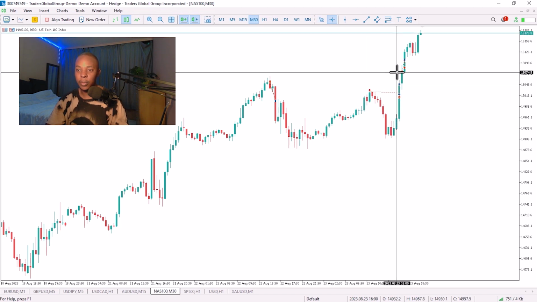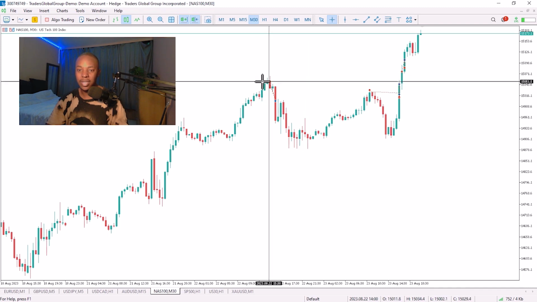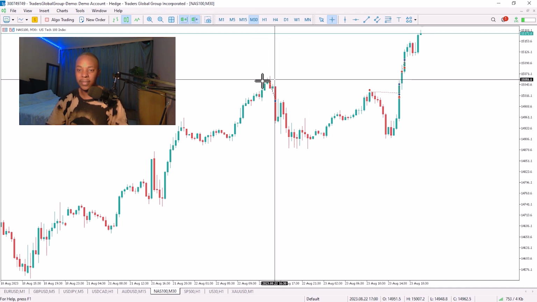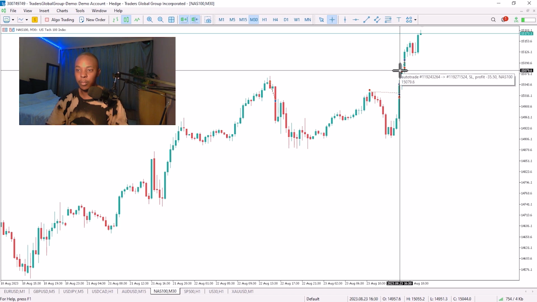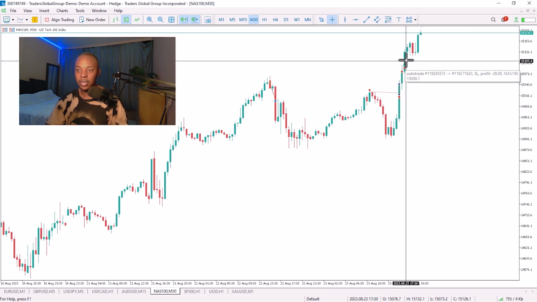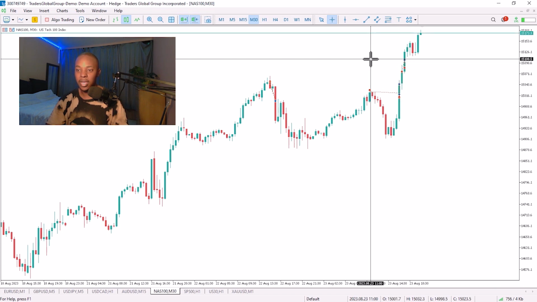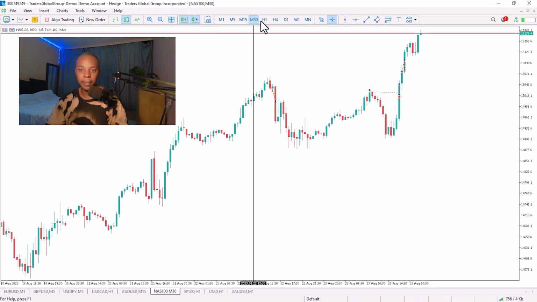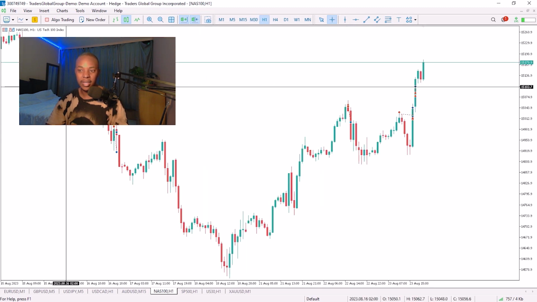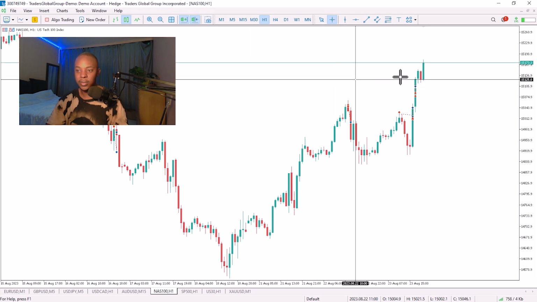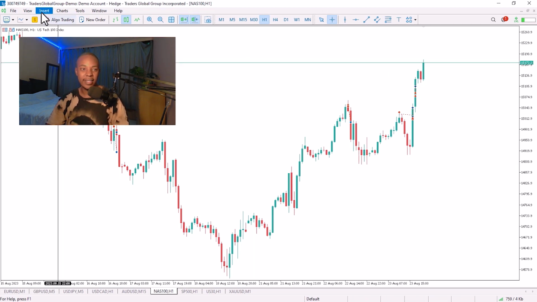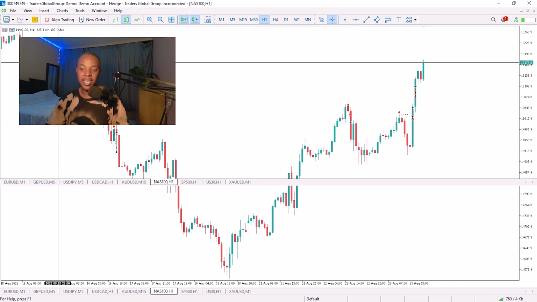And then I took more sells after it broke this high. After it broke this high, I took more sells, and SL just right there, and I was triggered out. That SL was this high, so I was triggered out. So that's the trade for today.